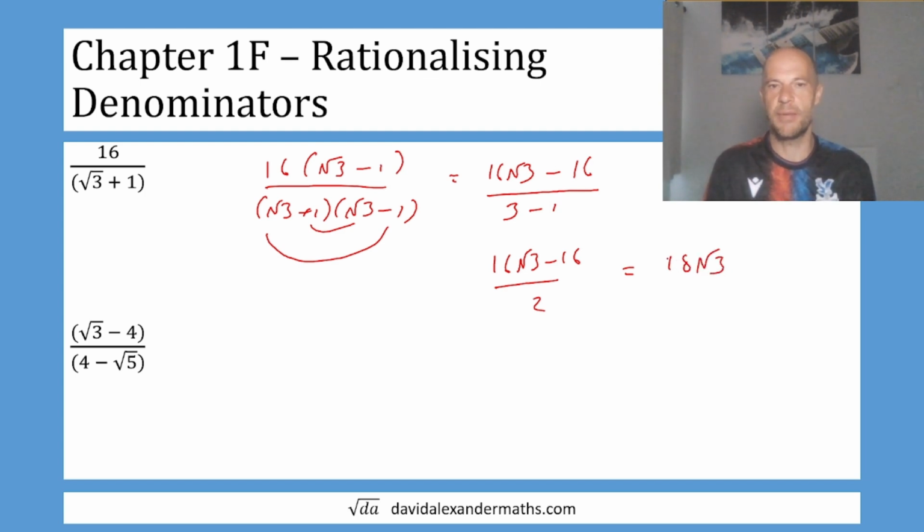8 root 3 minus 8. There we go. So when we multiply the top and bottom by root 3 minus 2, then that just gets rid of all the surds on the bottom.